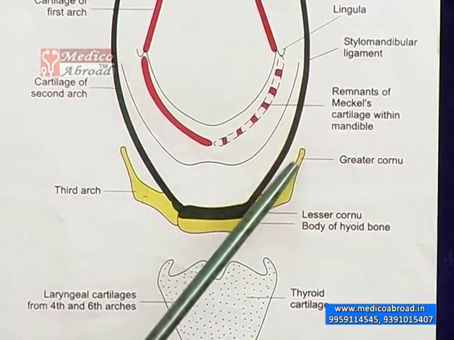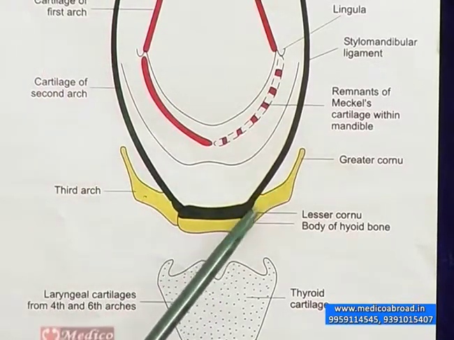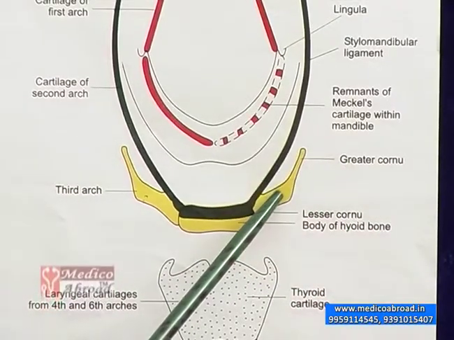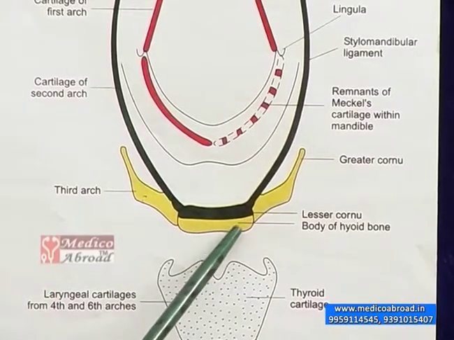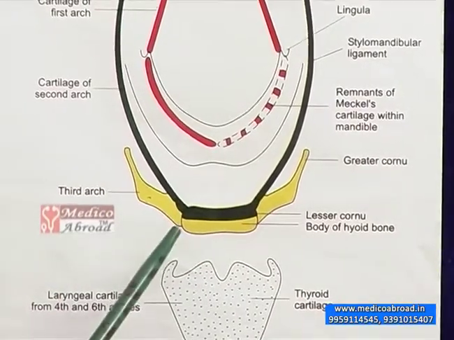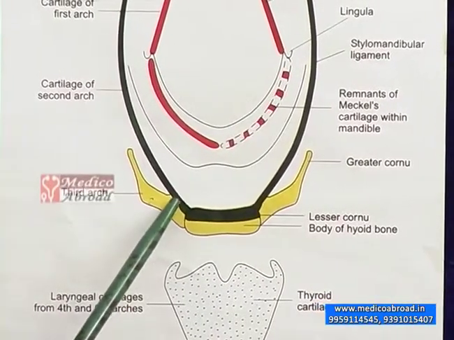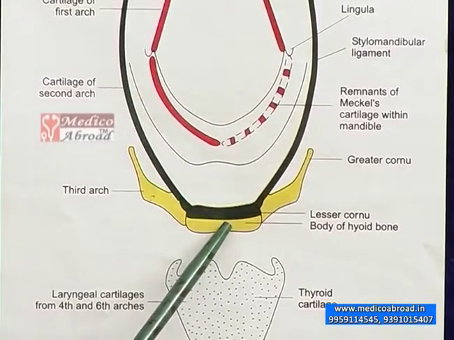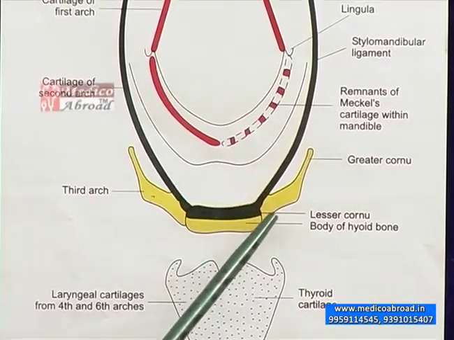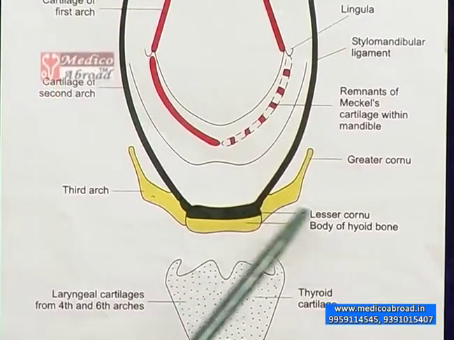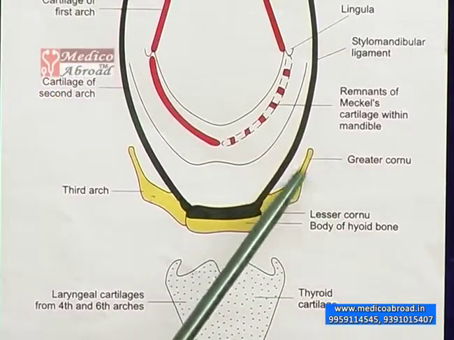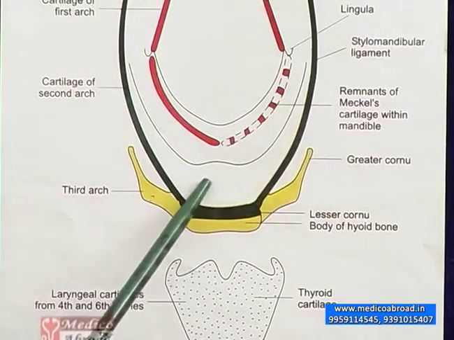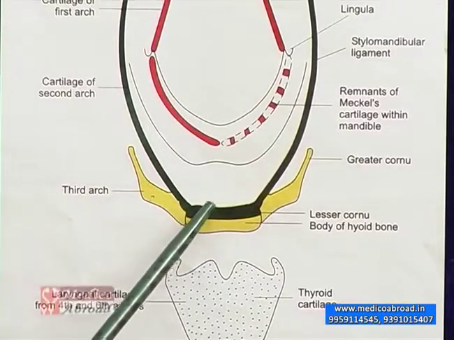What is represented in yellow comes from the third arch. These structures are the greater cornu of the hyoid bone and the lower portion of the body of the hyoid bone. So if you look at the development of the hyoid bone itself, the superior part of the body is formed from the second arch, and the lower part of the body is formed from the third arch. Similarly, the lesser cornu is made from the second arch, whereas the greater cornu is made from the third arch. These are the derivatives of the first, second and third arches.